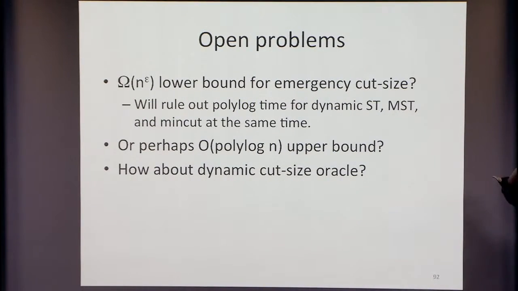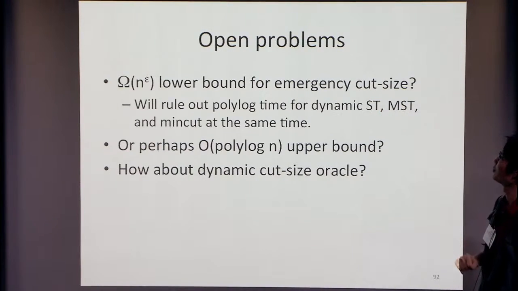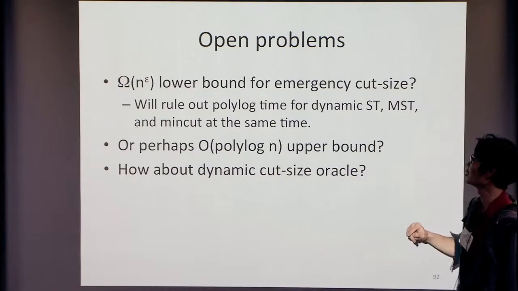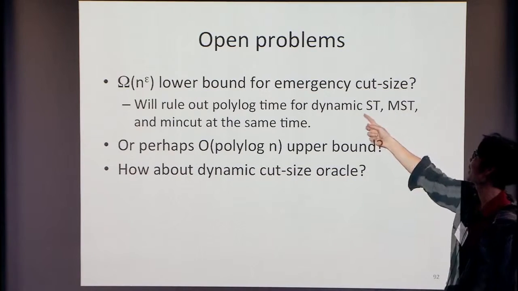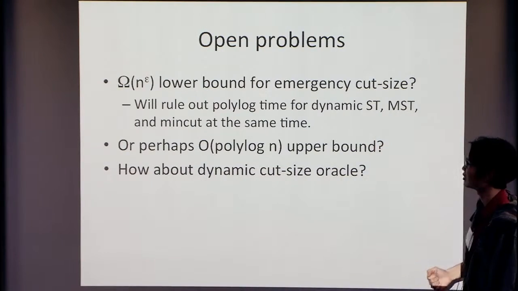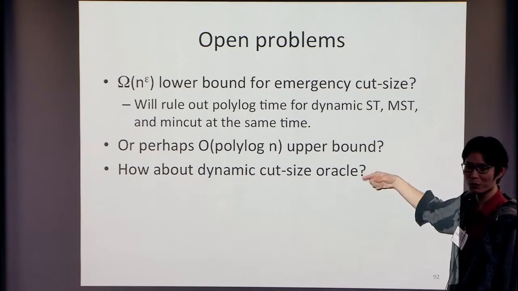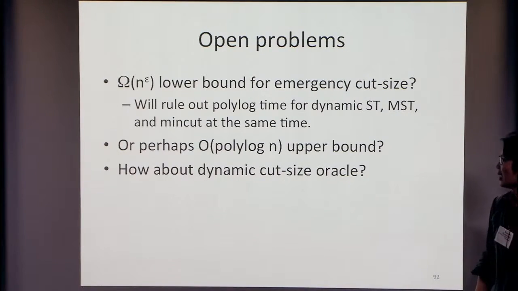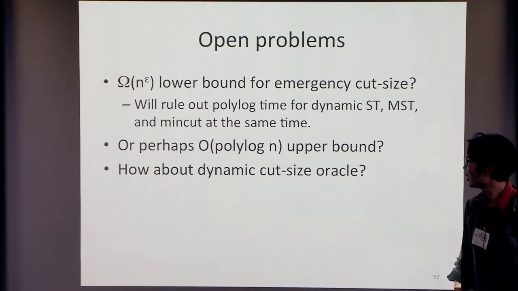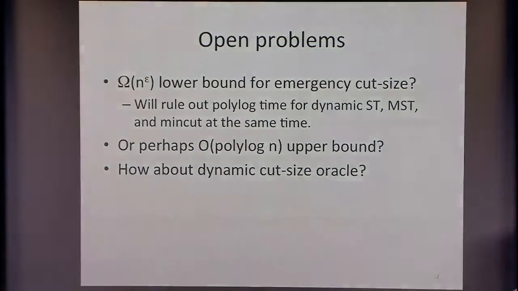Can you prove a lower bound for this problem, for example? That would be great, because if you can prove some lower bound here, you will rule out the possibility of getting dynamic spanning tree and MST, and also min cut at the same time. Or if you can prove an upper bound, improve what we had from n to the 1/3 to polylog n. And can you extend the result to the dynamic setting? Okay, so thank you.